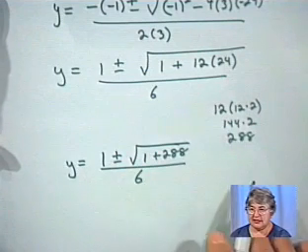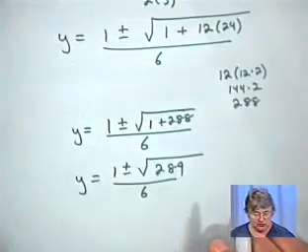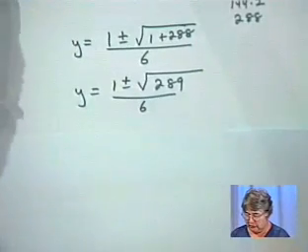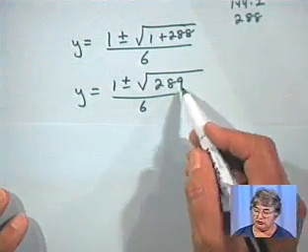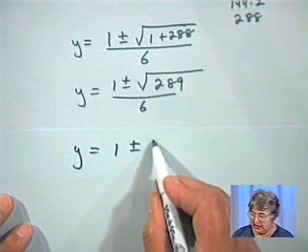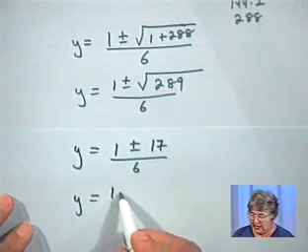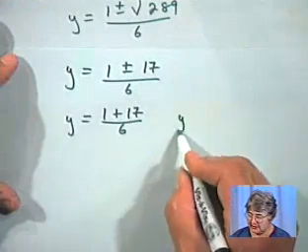divided by 6, and then again, for this, you might want to use your calculator to see what the square root of 289 is. I just happened to be working with it the other day, and I remember that the square root of 289 is 17. So y equals 1 plus or minus 17 divided by 6. So what is that? Either y is 1 plus 17 divided by 6, or y is 1 minus.